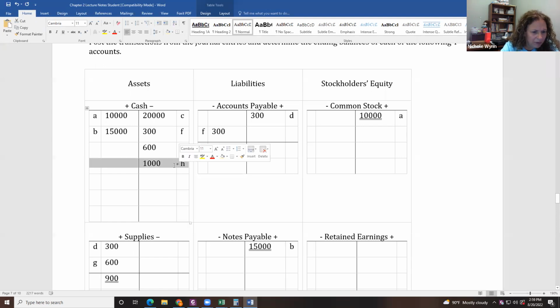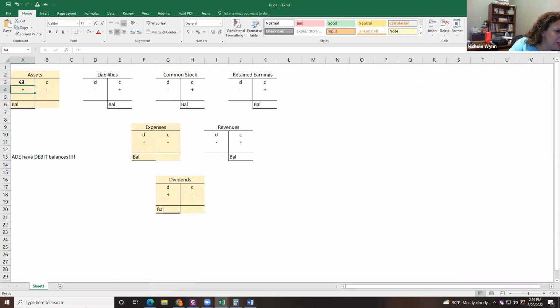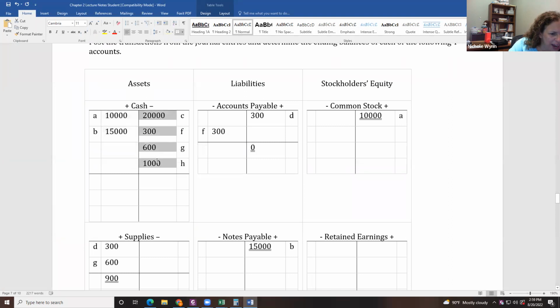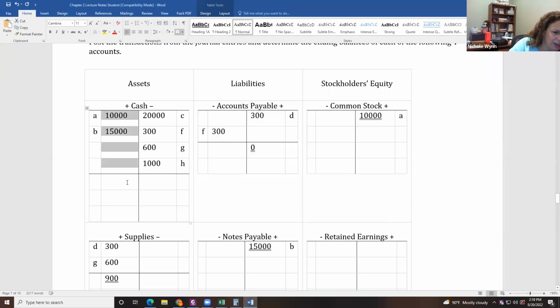And then on this one I got some work to do because I got to find the balance. Now, when I find the balance, keep in mind that assets increase on the debit side. So I'm going to add up all of these and subtract all of these. If you guys remember the transactions, cash went up by 10 and 15, and then we spent a bunch. So I'm going to take my calculator and I'm going to say 10 and 15 minus 20 minus 300 minus 600 minus 1,000. My balance in cash is 3,100. Then just double underline it.